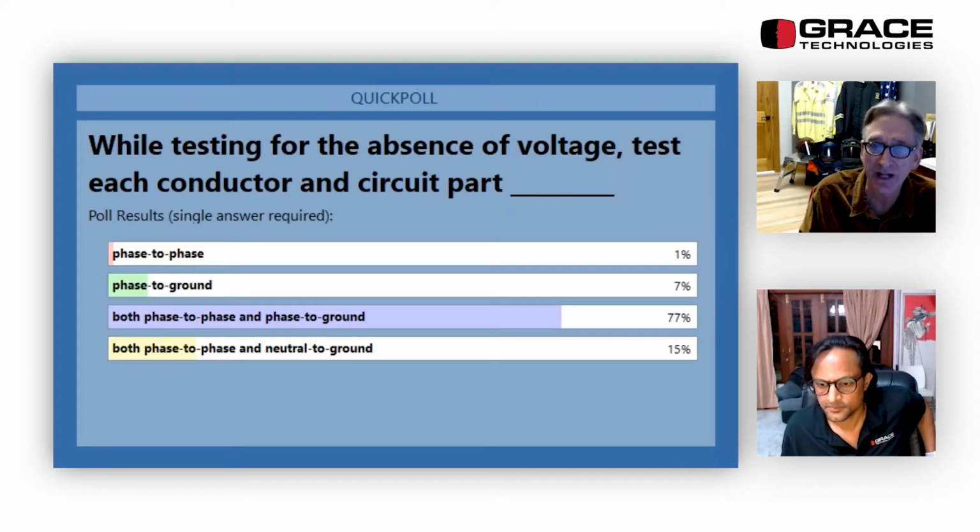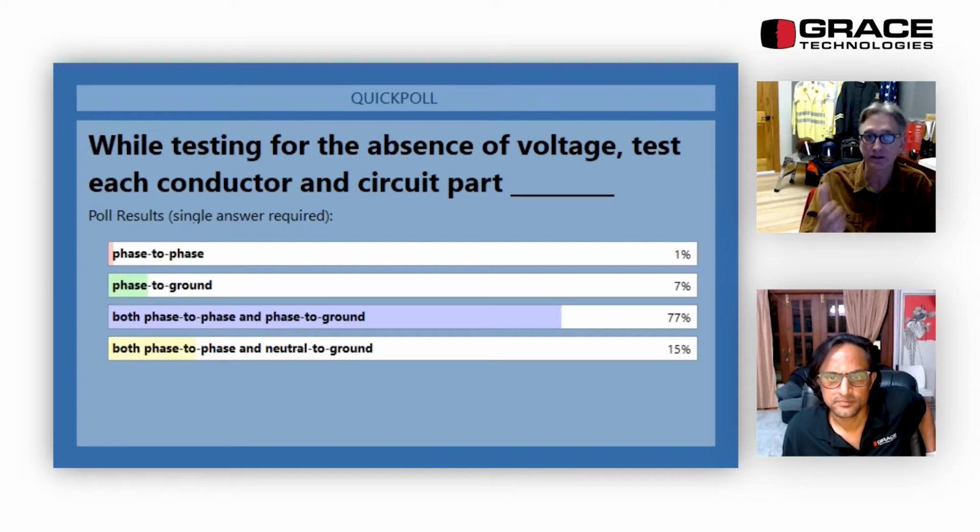The neutral is isolated from ground. But if you want to test to see if there's any potential difference between the neutral or grounded conductor and ground, that's fine. There's not a problem in doing that. Sure. Thanks, Shirley. Thanks for the clarification. Let's go to the next question.